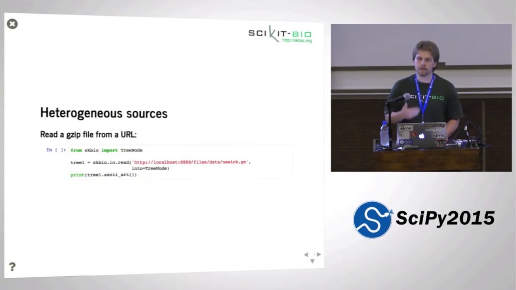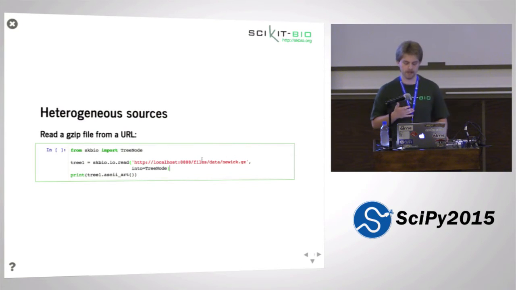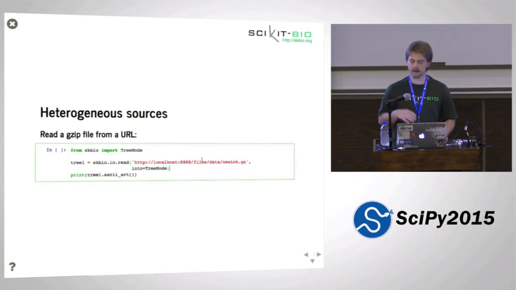Scikit-Bio can read many different kinds of sources. So here's an example of a Newick file, which represents a tree. It happens to be gzipped, and it's hosted at a URL. Scikit-Bio will fetch that, turn it into a tree object, and we'll print the ASCII art of it.